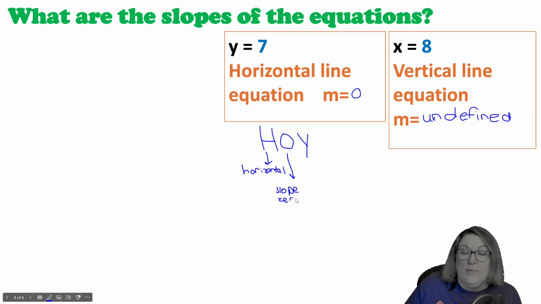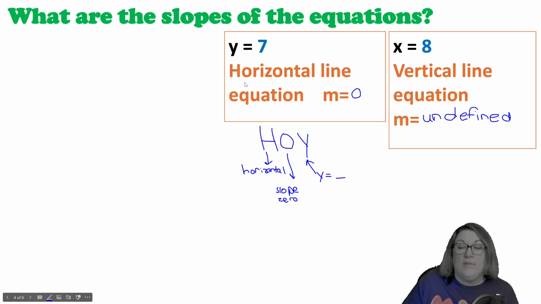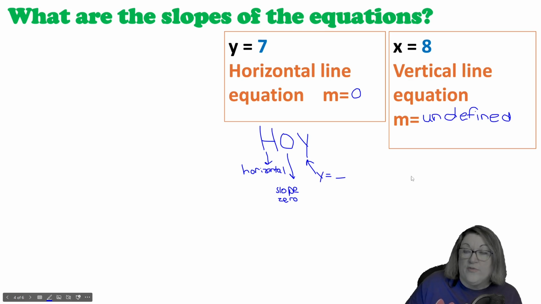And then the Y reminds you that the equation of a horizontal line is y equals some kind of number, okay? And that number is going to be the y values of all the points, okay? So that's why the Hoy kind of helps people remember horizontal lines. Whereas the vertical lines, we use the term Vux.